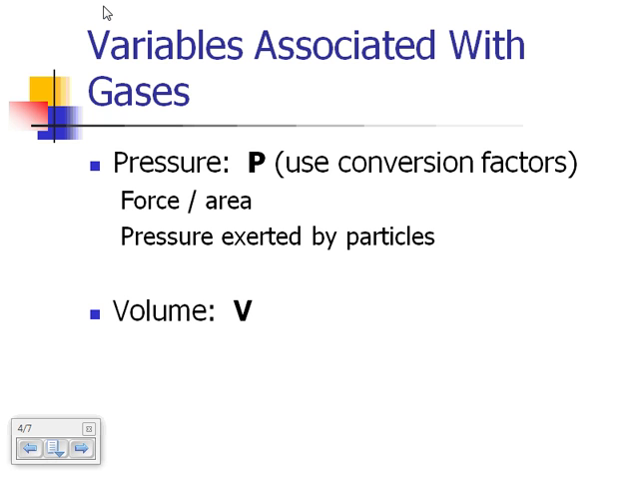Let's take a look at volume. Volume is capital V, not to be confused with viscosity or velocity. Volume is the amount of space something takes up. So the size of your container. If you have a container of gas, it's at a certain size. That's what we're talking about.